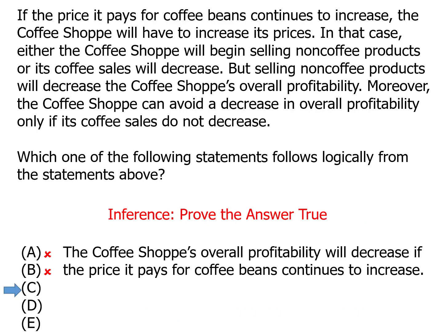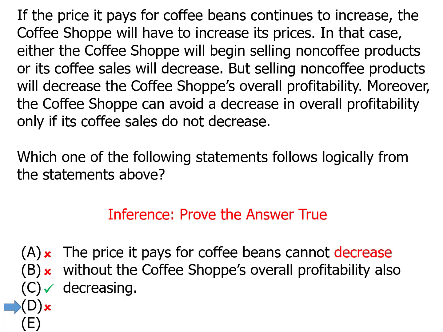Answer choice C, well, this is the one we wanted. If the bean price goes up, the profitability goes down. So a courtesy glance to see why the other answers are wrong. Answer choice D is wrong because it flips the decrease and increase. This says that the price can't decrease without the profitability decreasing. We wanted that the price can't increase without the profitability decreasing.